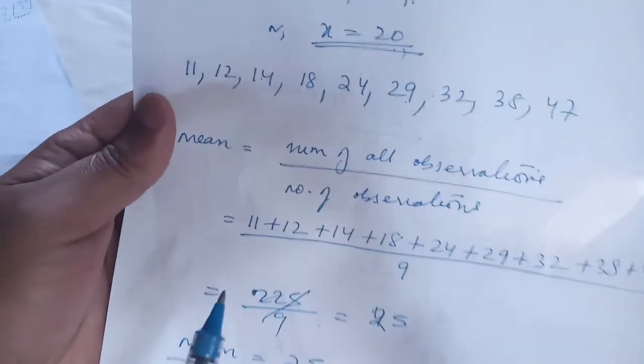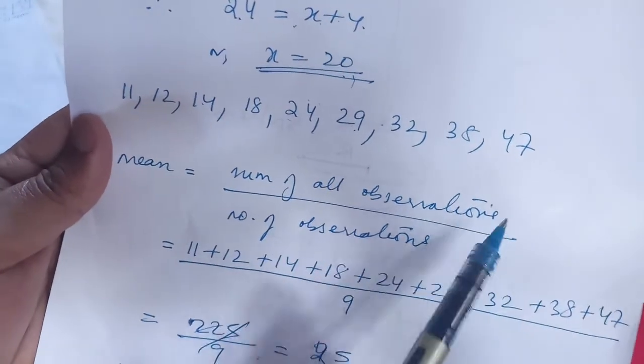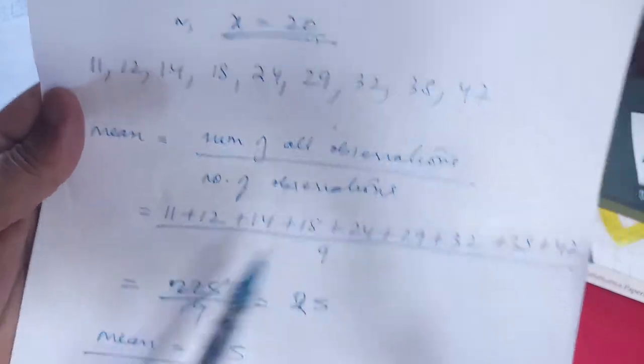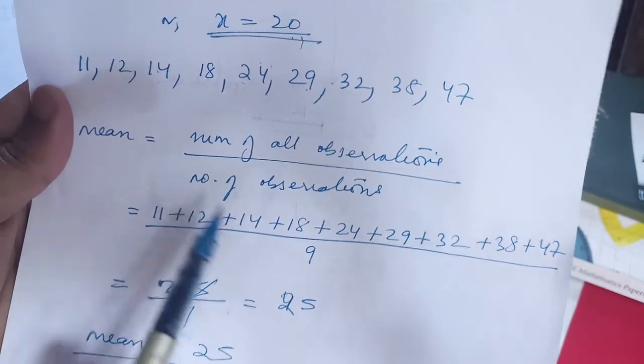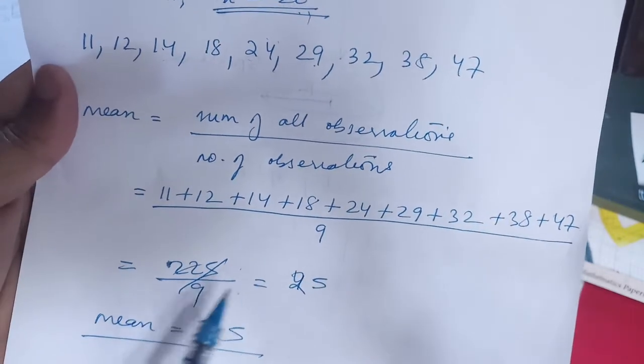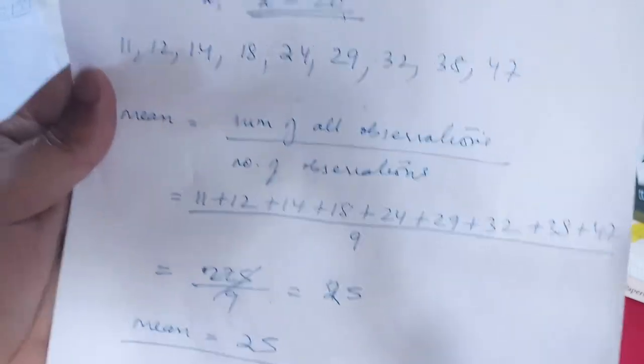To find the mean is very easy. You have to add the sum of all the observations divided by the number of observations. Add all this, so we got 225. If you're adding this, divided by 9, if you cancel it, you will get 25. So the mean is 25.